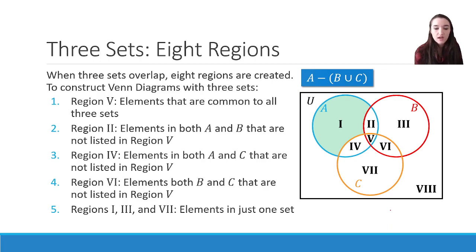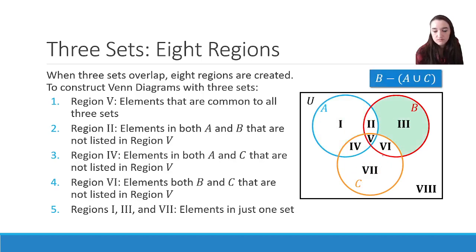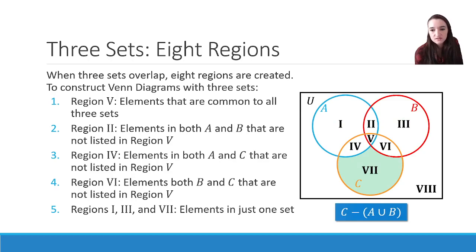So regions 1, 3, and, this is 7, sorry, I said the wrong number. Regions 1, 3, and 7 have elements in just one set. So in other words, these elements are only in A, so it's A minus the union of B and C, because the union of B and C is all of this. If we remove that union, we're left with just A. This is B minus the union of A and C, because the union of A and C is this area, right? So we're left with just things in B, anything that's not in common with either A or C. And C minus A union B, same argument.